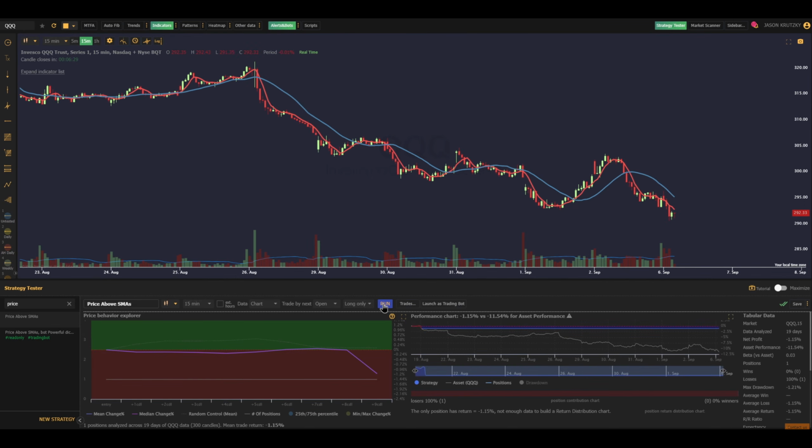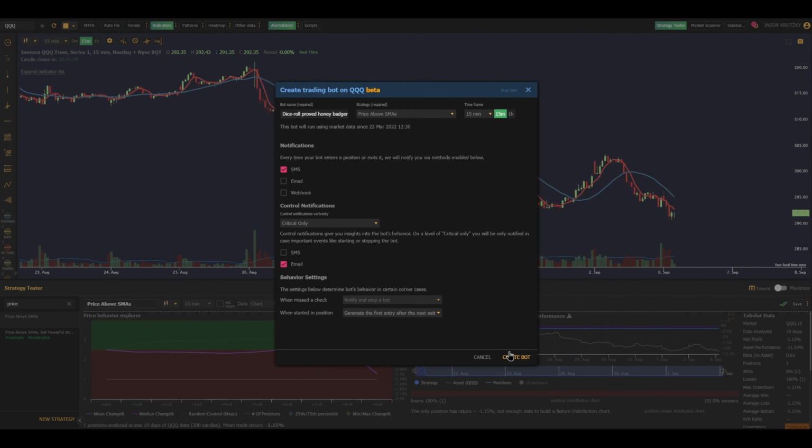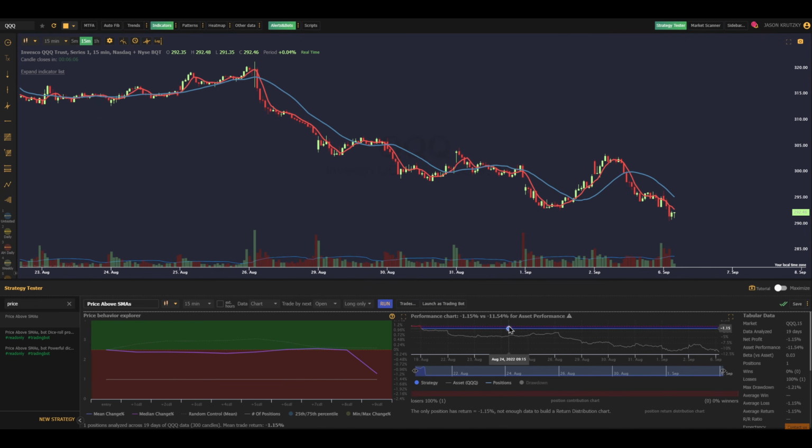And once I've found a system that works, I can set this script up in the trading bot and let the TrendSpider platform execute the trades for me. Clicking on the three dots, create a trading bot, choose my strategy, and I'm off to the races.